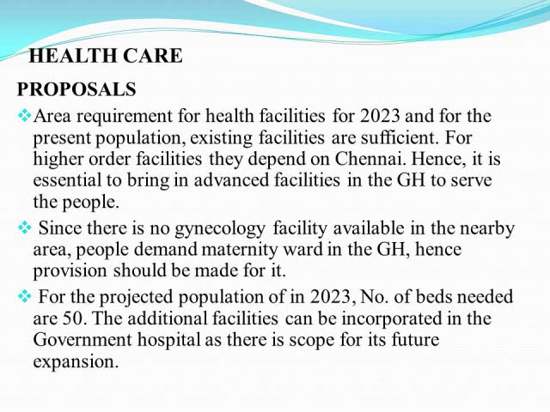Healthcare. The proposals are the area requirement for health facilities for 2023 and for the present population. Existing facilities are sufficient, but for higher order facilities, they depend on Chennai. Hence, it is essential to bring advanced facilities to the government hospital to serve the people. And there is no college facility, and provision should be made for that. And for the projected population, the number of beds should be increased to 50.